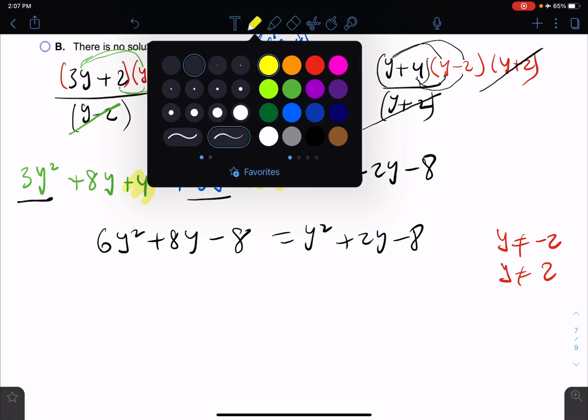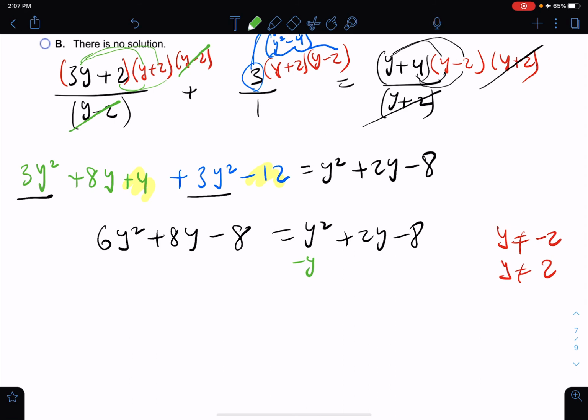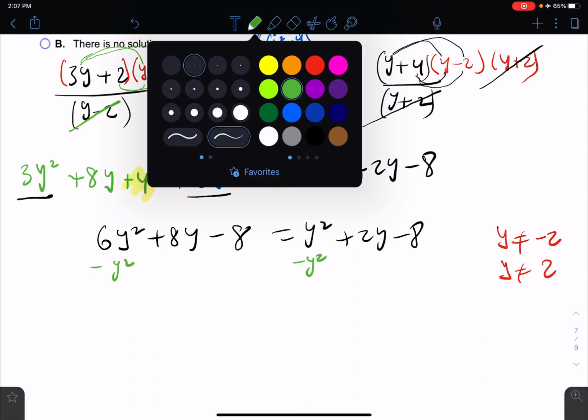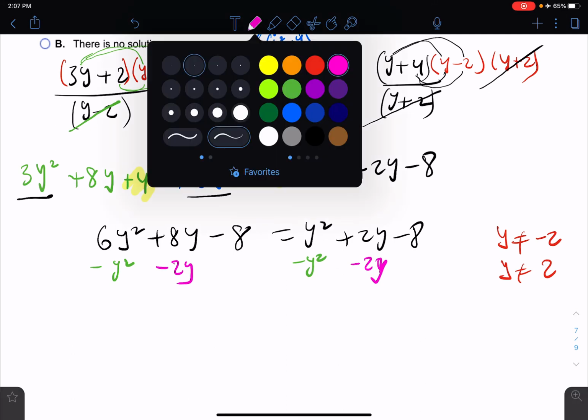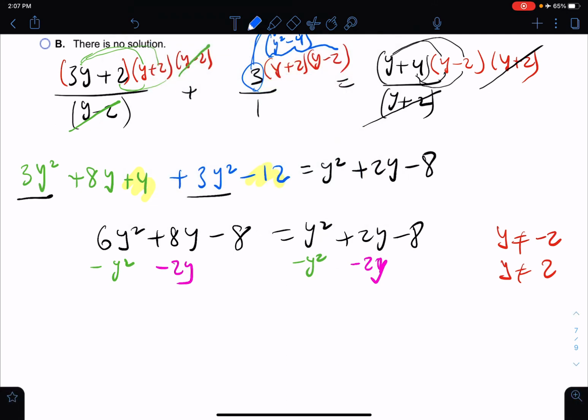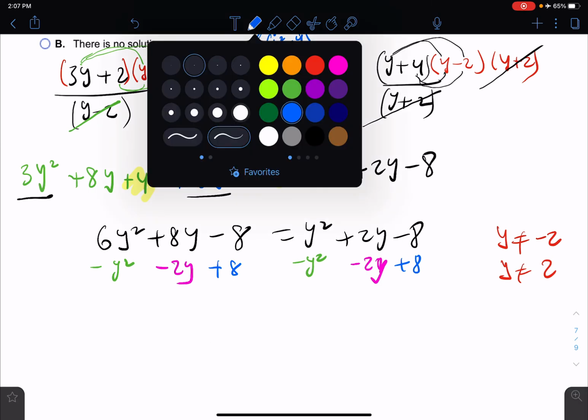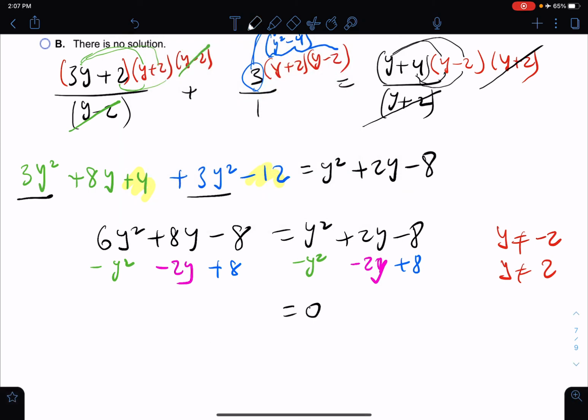Let's see. Let's go with green. I'm going to subtract y squared on the right and subtract a y squared on the left. Then I'm going to subtract 2y on the right, subtract 2y on the left. And finally, I'm going to add 8 on the right and add 8 on the left. And so that's going to, of course, give me 0 on the right. 6 minus 1 is 5y squared. 8 minus 2 is plus 6y. And a negative 8, positive 8 is 0.